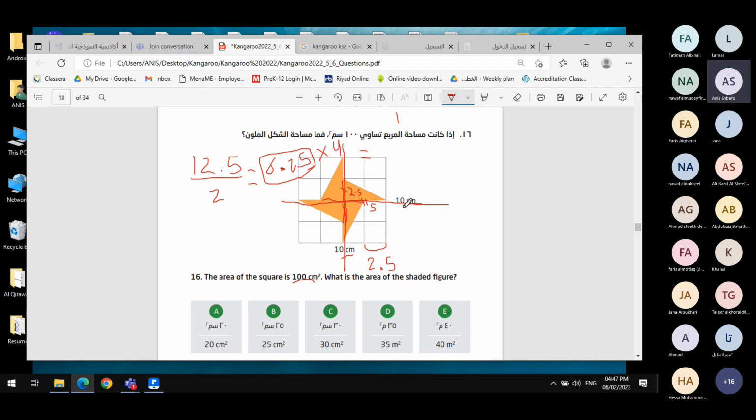4 times 6 is what? 24. Plus the one that we left, 25. 25.0 doesn't make sense, so 25.0 is equal to 25. So 25 is our answer, centimeter squared. So it's directly here. It's B.